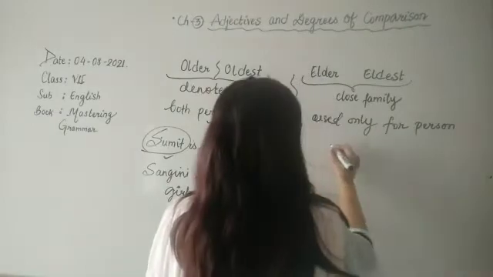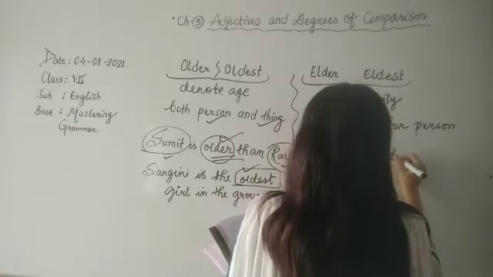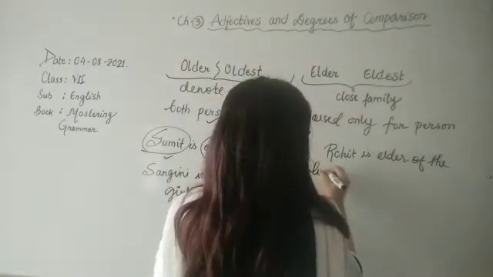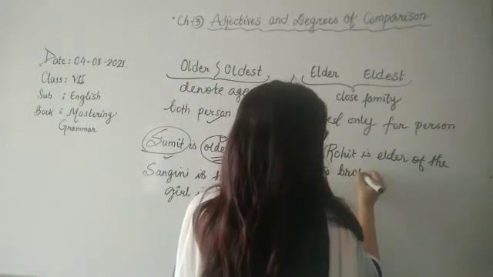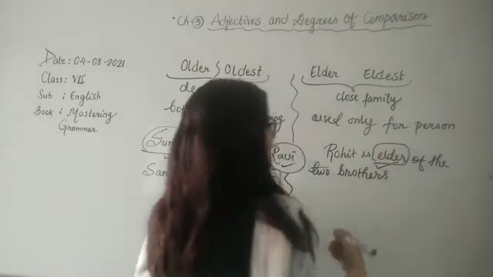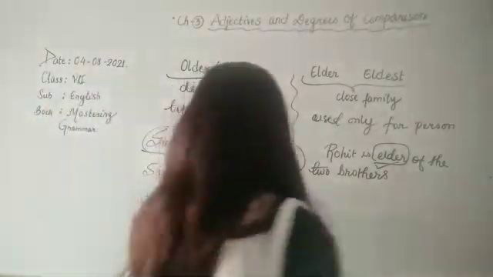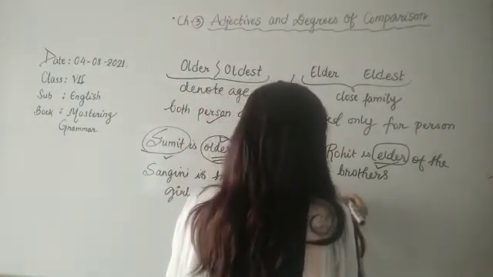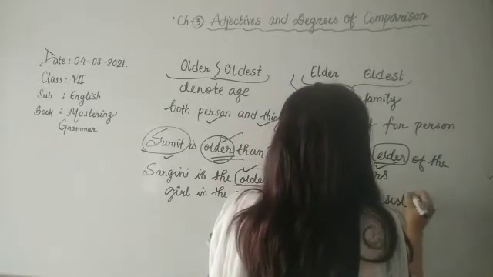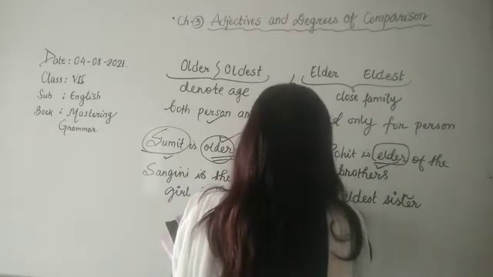Now let's see an example from this one. Rohit is elder of the two brothers. Yes, I am talking about members from the same family, that's why I have used elder, and because it is a comparison we have to use elder and not eldest. Right children? Now let's see, her eldest sister, this is the superlative form, because we are talking about the members of the same family, lives in hostel.